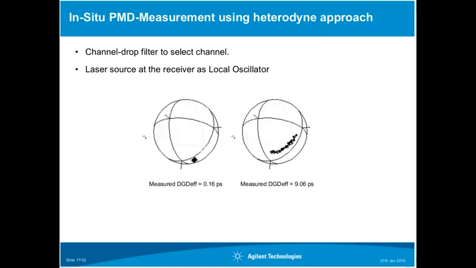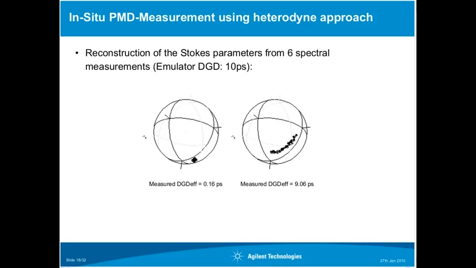Here's an example of a measurement result. On the left side, you see that the effective differential group delay is close to 0. There we coupled into a principal state of a DGD emulator. On the right side, you see an effective DGD of approximately 9 picoseconds. This is pretty close to the maximum value we could set using the emulator, 10 picoseconds. So that is just to give you an example of what we get.